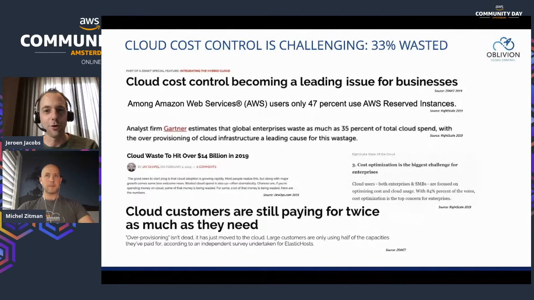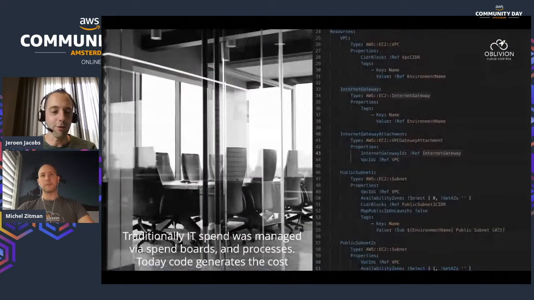We can state that 1/3 of the cloud cost in general is wasted. And here you see in the slide some quotes from research like Gartner. To highlight one, for example, the reservations: 47% of the Amazon users make use of AWS reserved instances. I think that's very, very small, and an even worse amount when we look at our local Benelux market. And from our perspective, reservations is typically a quick win.